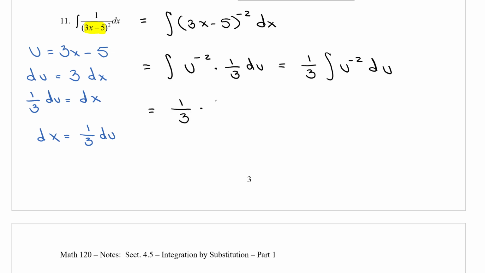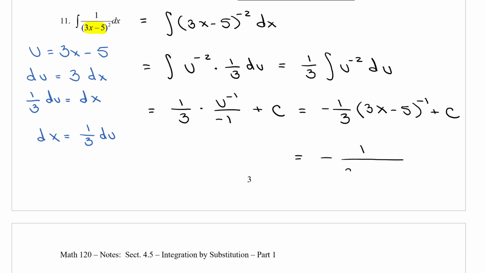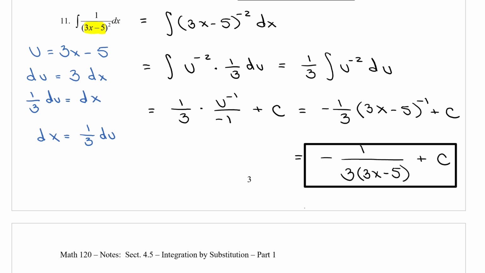And this will be 1/3 times u raised to the -1 power divided by -1 plus c. And this will simplify to -1/3 times, open up a set of parentheses, 3x minus 5, close the parentheses, raised to the -1 power plus c. Or if you don't like that -1 power, we could write negative in front of the fraction sign and then 1 over 3 times the quantity 3x minus 5 and then plus c at the end. I'm going to just box the one that doesn't have the negative exponent, but you could use either one.